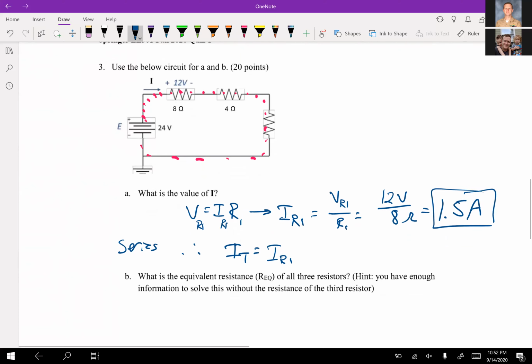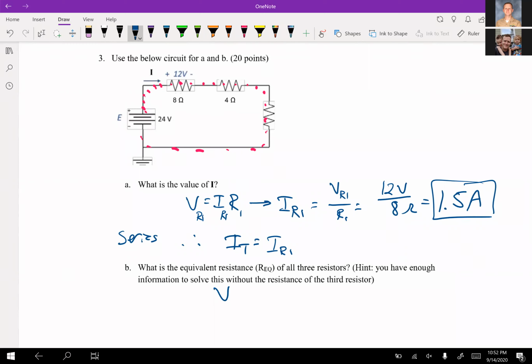What is the equivalent of all three? Now I can use our favorite law again, V equals IR, and rearrange for R total equals V total over I total. V total 24 divided by 1.5 gives me 16 ohms.